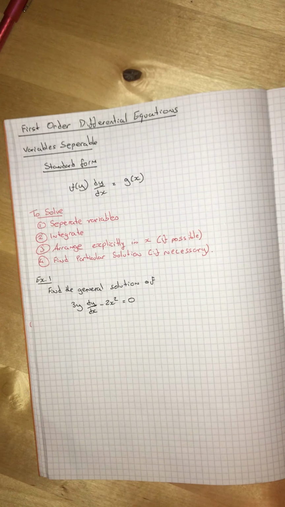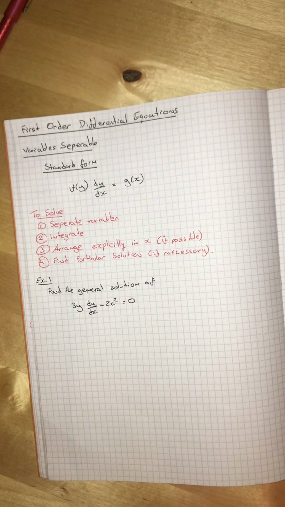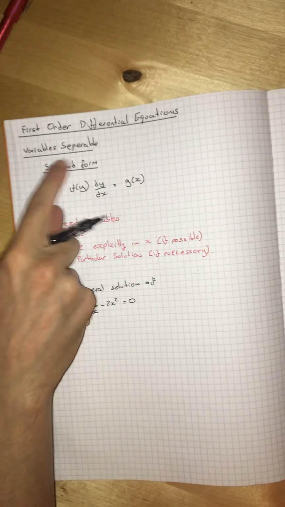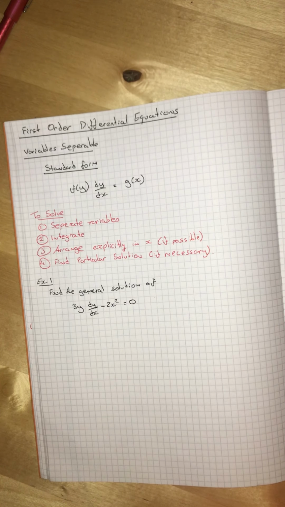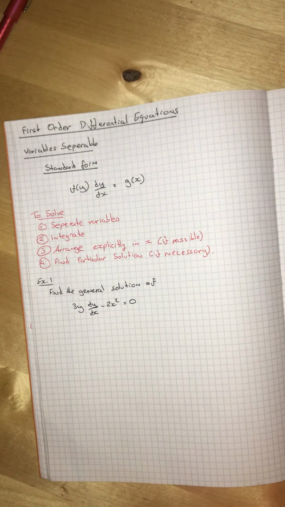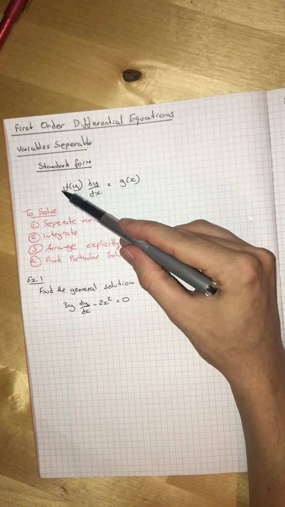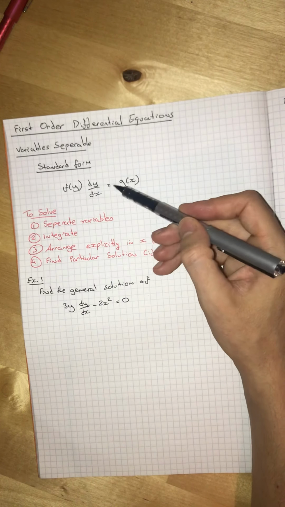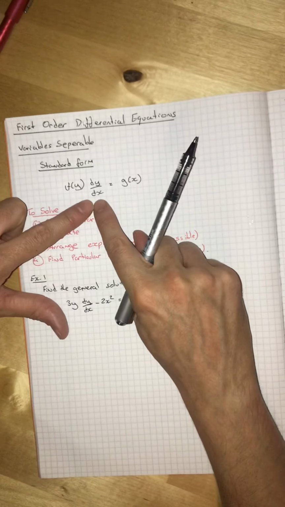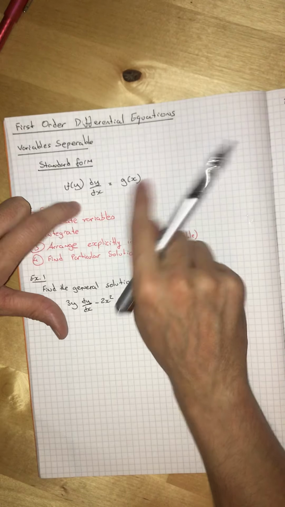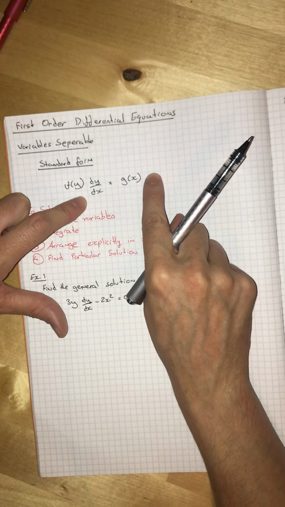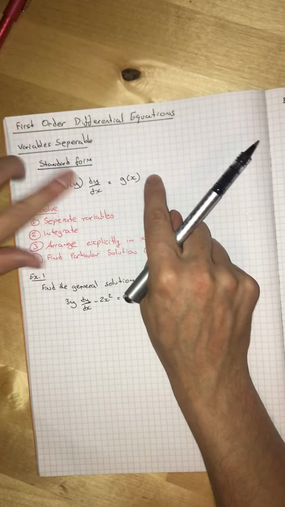Hi, so in this video we're going to look at first order differential equations, particularly of the form variable separable. Variable separable means that I can separate the variables, obviously. So they look like a standard form of f of y times dy by dx equals g of x, and when it looks like this that means I can separate all of the x's to one side, usually bringing dx up to the right hand side and leaving all of the y's on the left hand side.